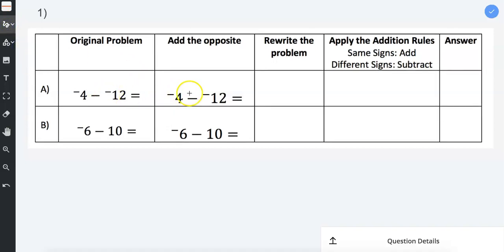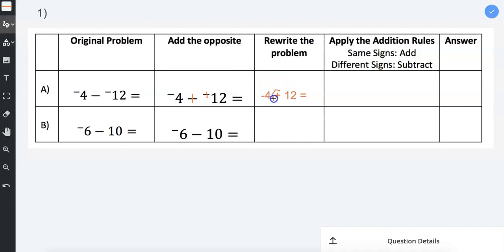We're going to add the opposite. So I changed the subtraction to addition, and I changed the -12 to a +12. And then over here I'm going to rewrite it. So I go to the typing tool, and I type -4, and then plus a +12, which is the same as plus 12. And then from here, I'm going to type whether the signs are the same or the signs are different. So let's take a look.